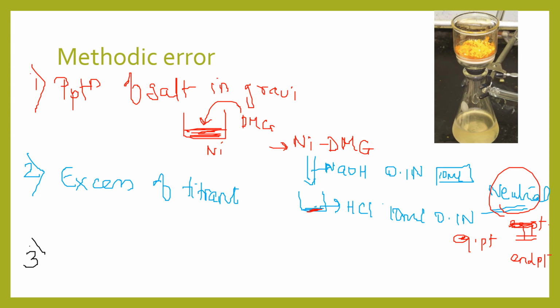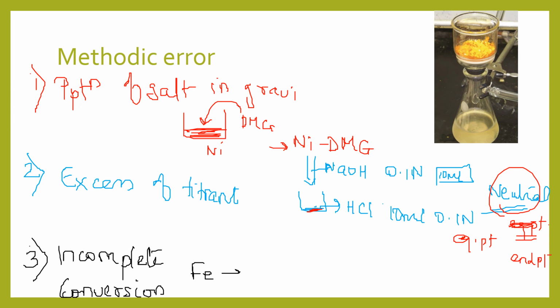Third example I give you is incomplete conversion. In some experiments of gravimetric analysis, you have Fe solution. From this Fe solution, you precipitate Fe(OH)3. This Fe(OH)3, you heat it, you burn it, you make Fe2O3. Okay, and this you weigh. You find out the amount of Fe2O3.